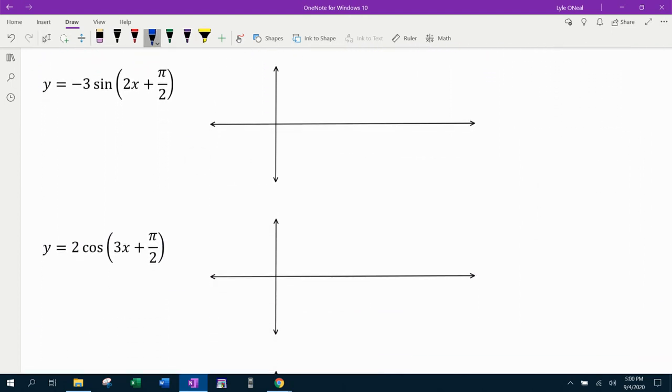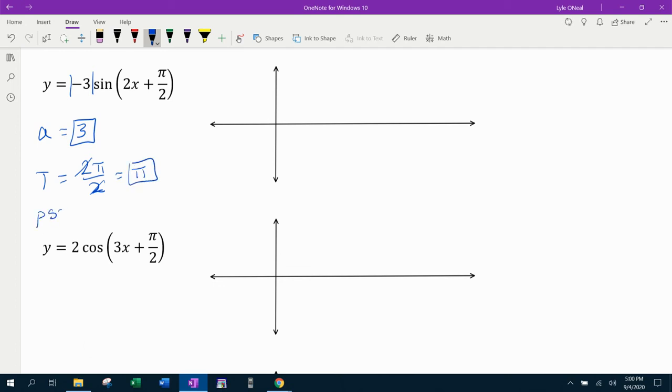Next function, let's find the amplitude. Amplitude is the absolute value of the number in front. The absolute value of -3 is 3. Period is 2 pi over b. b is 2 in this case, so our period is pi.